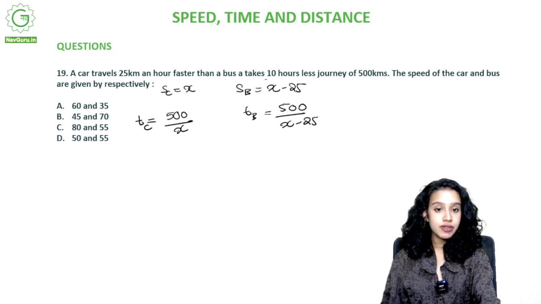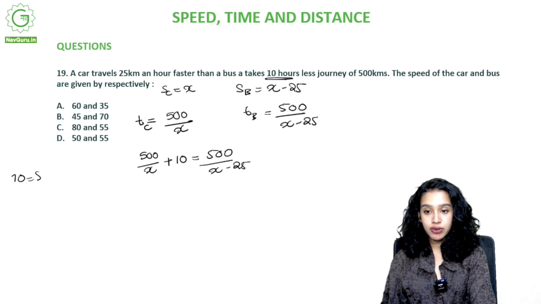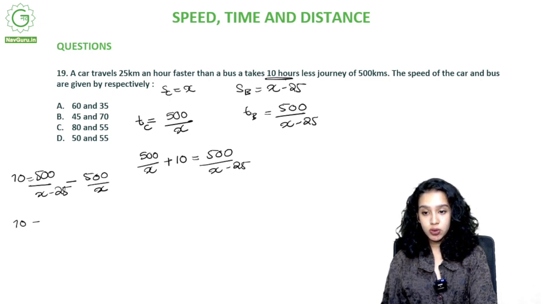So this has a difference of 10 hours, and we could write it as 500 by x plus 10 is equal to 500 by x minus 25. Taking this on the other side, we have 10 is equal to 500 by x minus 25 minus 500 by x. So 10 is equal to, taking 500 common, 1 by x minus 25 minus 1 by x. We'll do the calculation here.